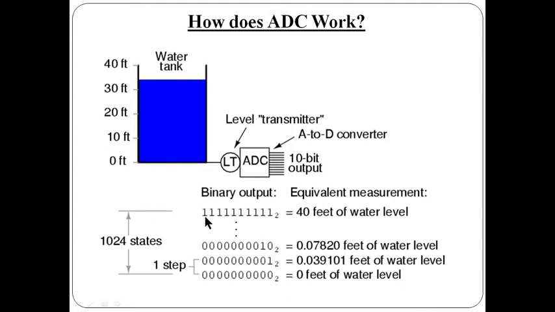When all these values are 1, at that time the water level in the tank is 40 feet, and when all these values are 0, you may say 0 feet of water level inside the tank. Between 40 feet and 0 feet we have 1024 states. How we are going to denote this state in the form of a digital or binary signal, we are going to study today.